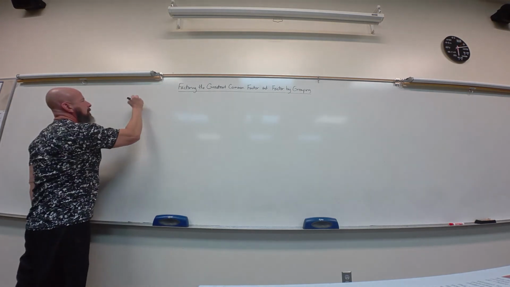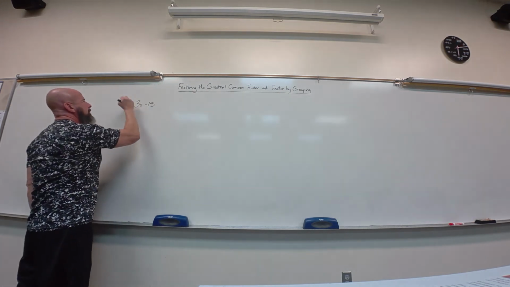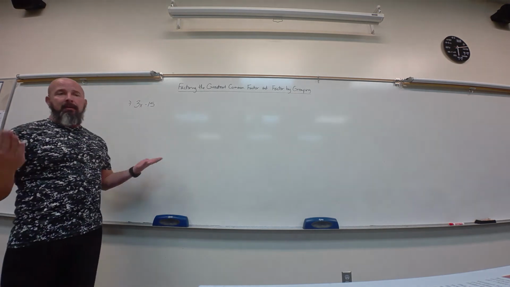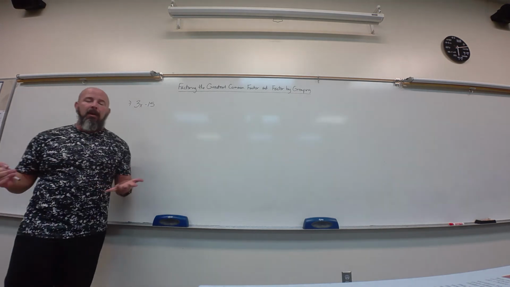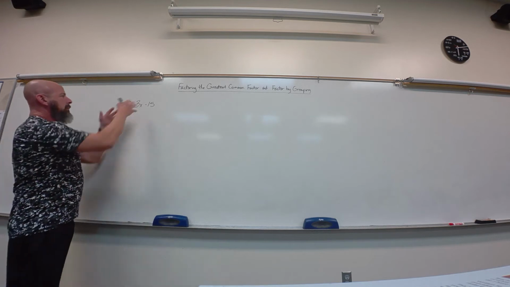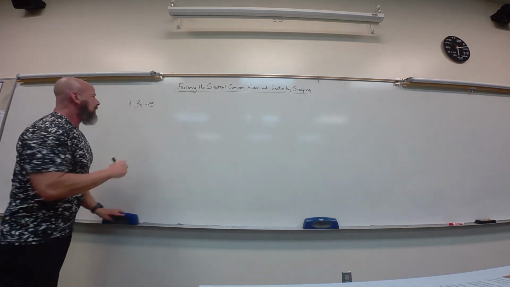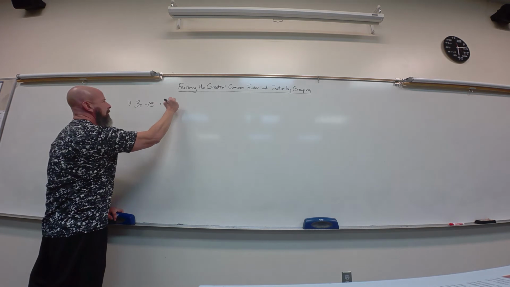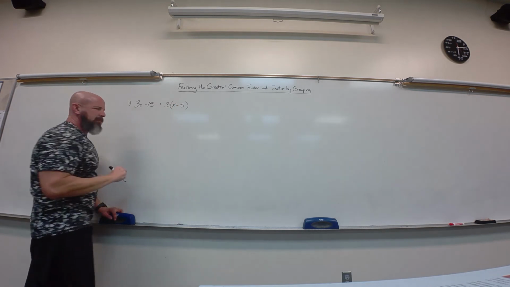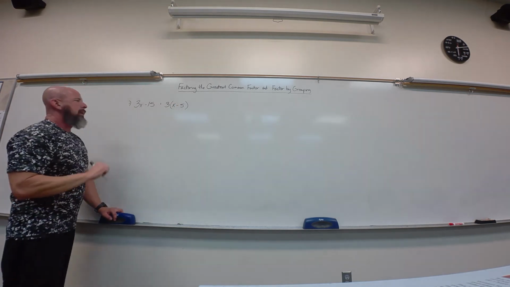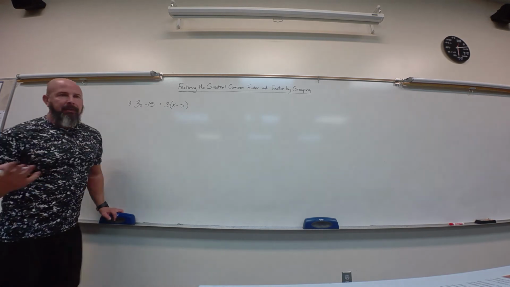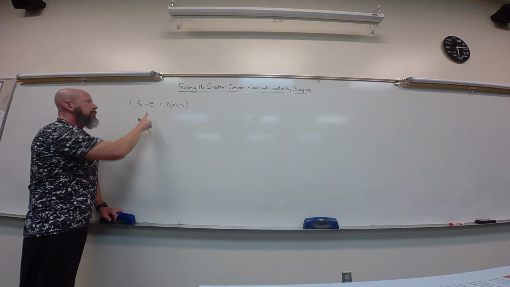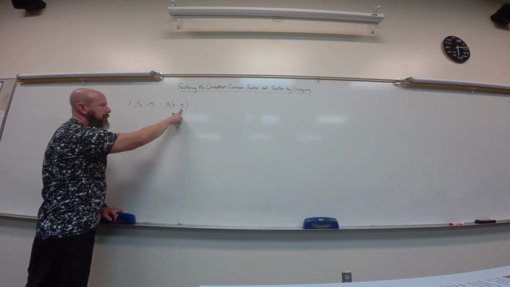Let's say I have 3x minus 15, and I'm wanting to factor out the common factor here. Of course, I want the greatest common factor, the largest value that will go into both 3x and 15. Well, that'll be 3. I can factor a 3 out, and that leaves me x minus 5. When I'm factoring, it's really division. 3x divided by 3 leaves x. 15 divided by 3 leaves 5.